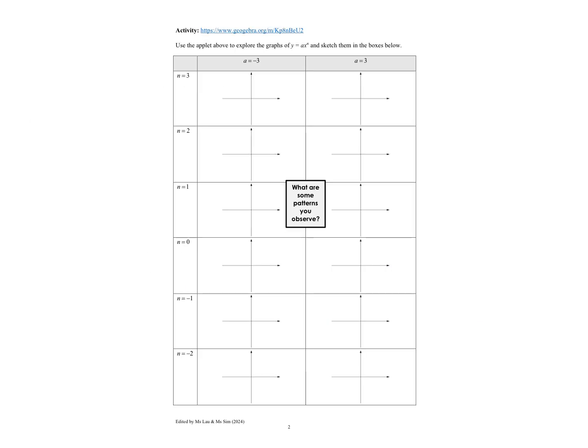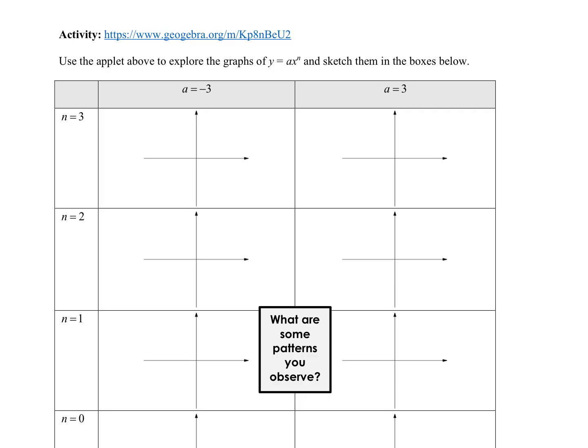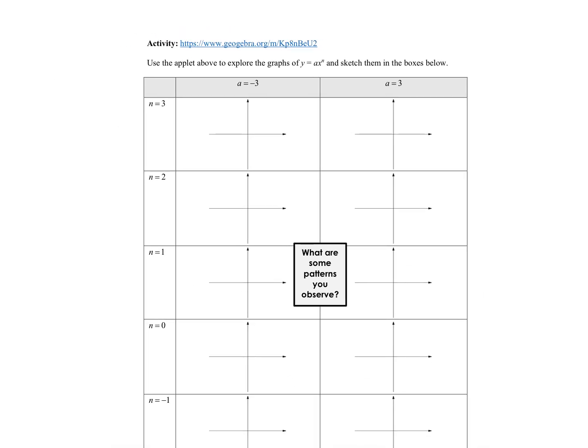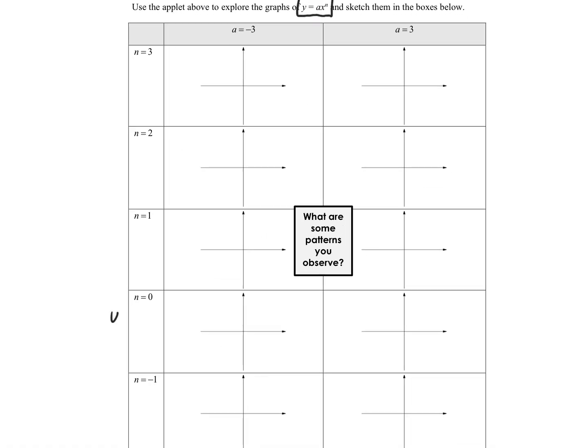Okay, next graph. Now is the exciting part. So it's never 0. Why x never equals 0? Okay, here. The one that we are familiar with is n equals to 0.